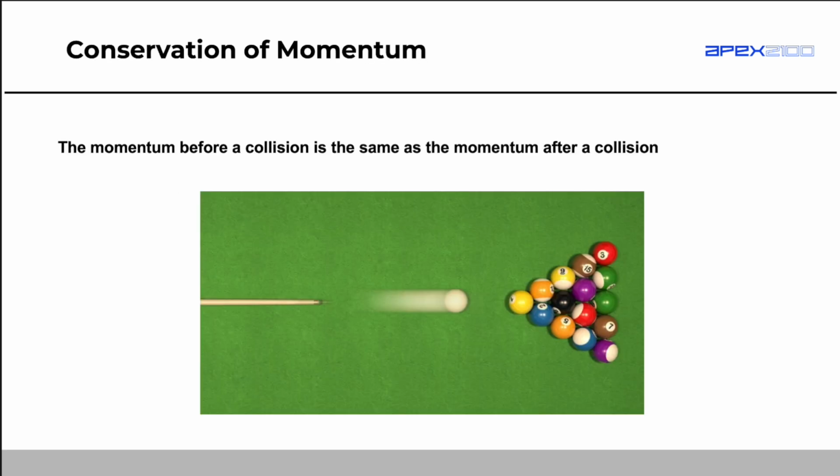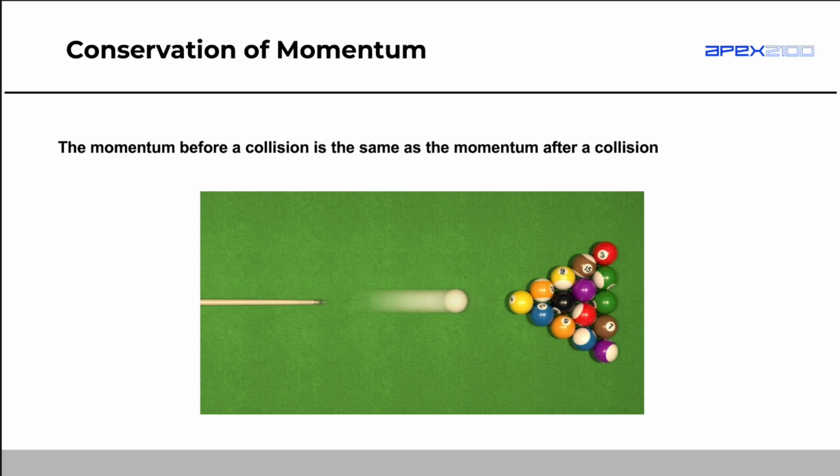Now, to continue on from the third law of reaction, we have something called the conservation of momentum. The conservation of momentum dictates that the momentum before a collision is the same as the momentum after the collision. So the momentum is conserved. The momentum is passed on from one to the next without losing any of that momentum. So if we take pool as an example, we hit the white ball, the momentum is conserved and exchanged into the other balls as they go off into the other directions when it hits them.